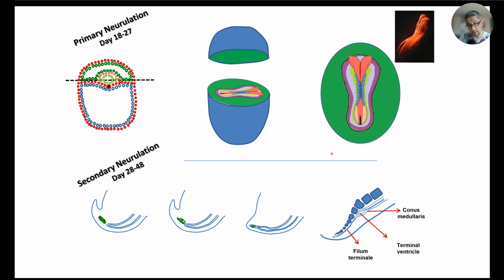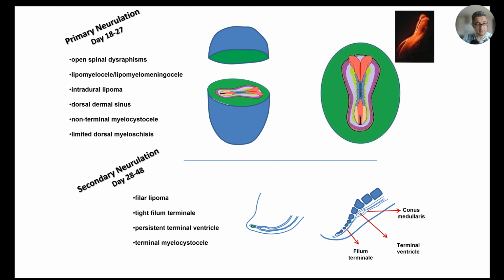And you can tell that any anomaly occurring above the level of S2, either closed or open, has occurred during primary neurulation. And these anomalies are listed here, and they are more severe compared to secondary neurulation. And the anomalies that occur during secondary neurulation are primarily filar lipoma, tight filum terminale, persistent terminal ventricle, and terminal myelocystocele.